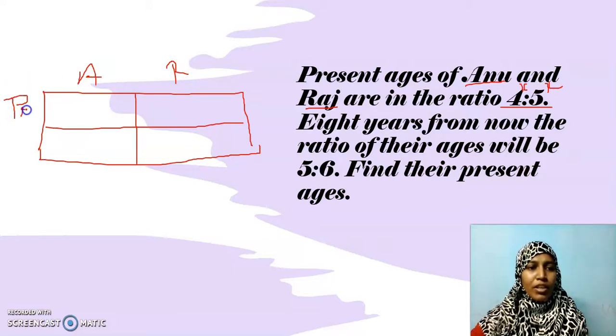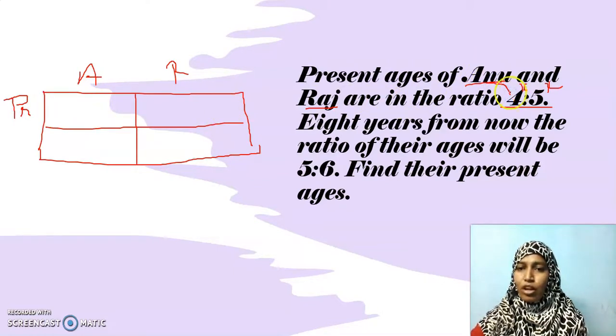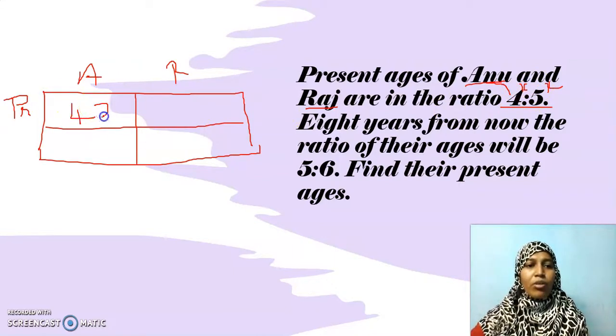Present age. Anu's name is first, so the first number goes to Anu's. So 4x is Anu's age. And what is Raj's age? It is 5x.